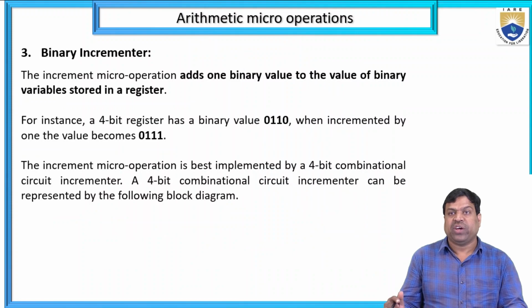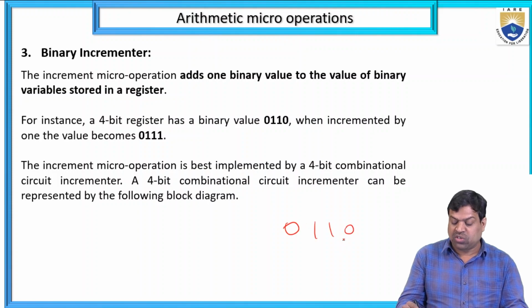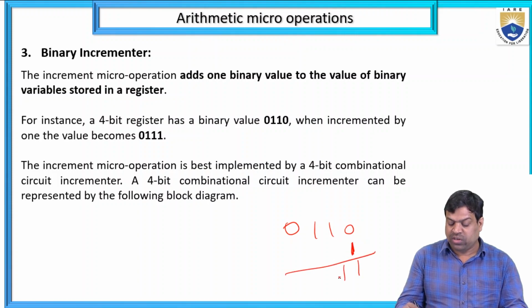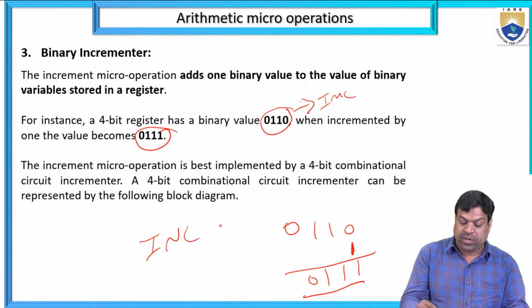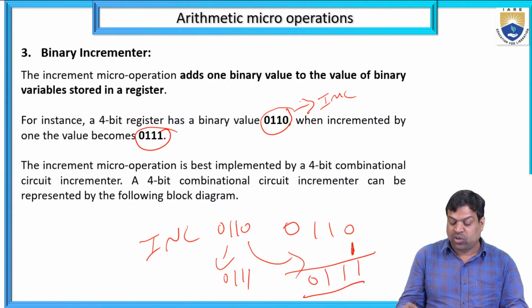So binary incrementer means we are incrementing the value of B. The increment micro operation adds one to the binary value stored in a register. For instance, a 4-bit register with 0110, when incremented by 1, becomes 0111. How much do I want to increment? Only one value, at the lower side. 0 plus 1 is 1, so 0110 becomes 0111. INC increment 0110. So what is the value now? 0111. This is at the lower order side where I have added 1, so it is called a binary increment.